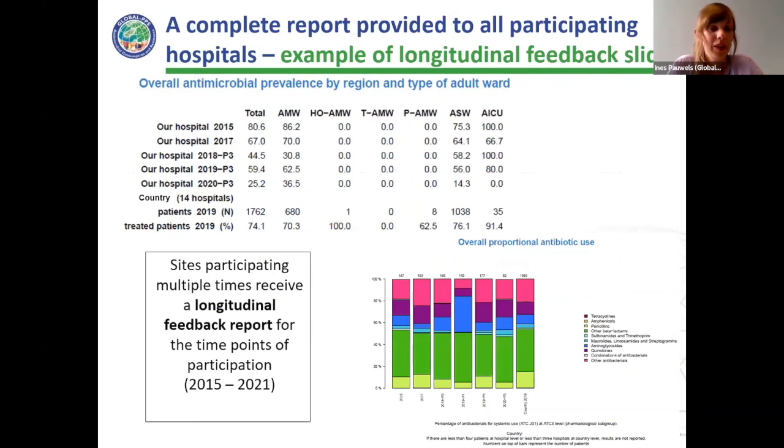Then here you see some examples of the longitudinal feedback report. So again, we have the antimicrobial prevalence for a certain hospital, and you can see the evolution over time. And then below, you also see the evolution over time of the relative use of certain classes of antibiotics. So that is also something that is available to you.